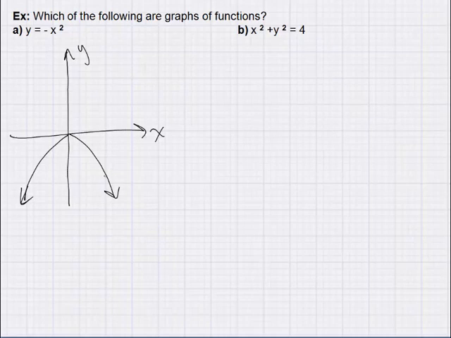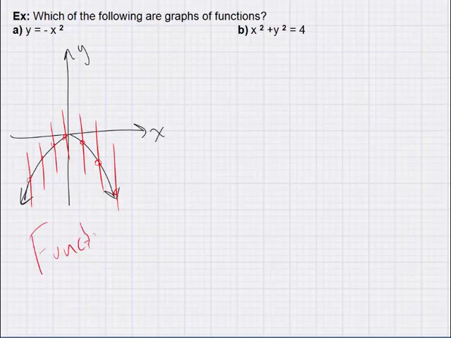So if you look at this U-shaped picture pointing downward, if I was to draw a vertical line anywhere on the graph of this thing, every single time I'd only hit 1 point. So if you look, every vertical line hits the graph at only 1 point. Therefore, this is the graph of a function.